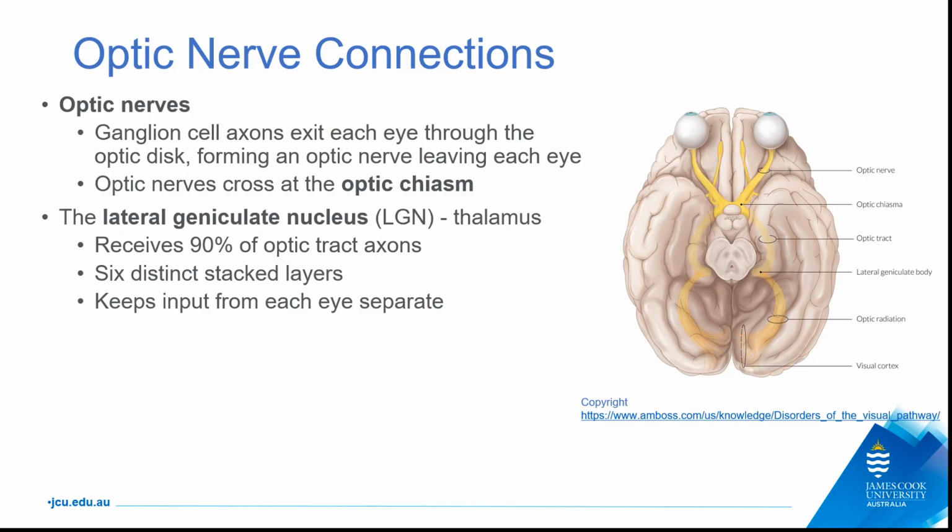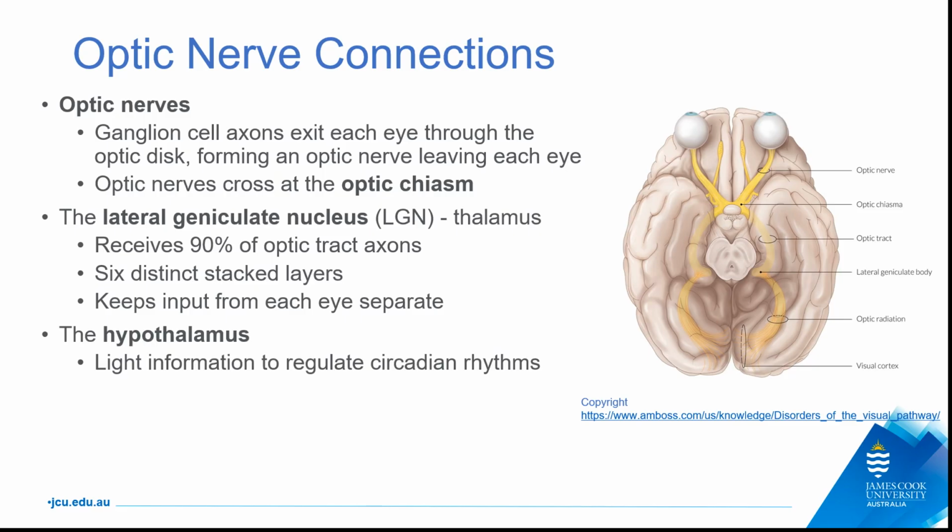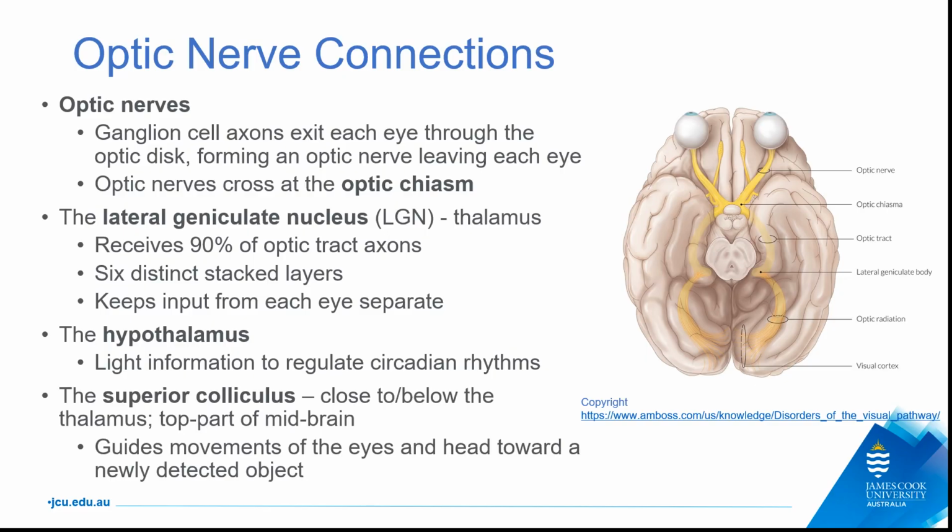I wouldn't talk about all the layers in detail, but just know that we have 6 distinct layers. They really keep input from each eye separate. And surprisingly, we do have the hypothalamus involved, even though it's not shown clearly on this diagram. We need the hypothalamus to regulate our circadian rhythms. And lastly, you have this thing called the superior colliculus.